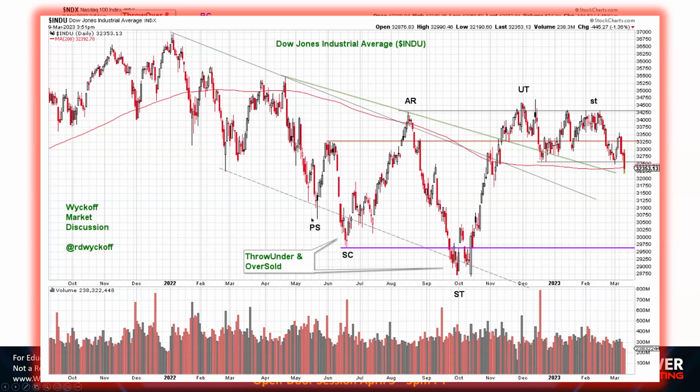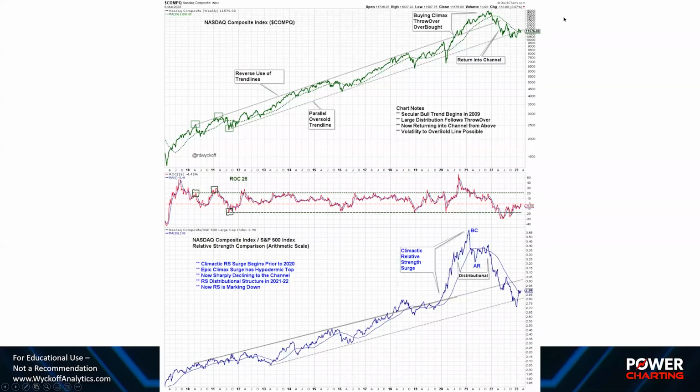Here, preliminary support, you can draw a support line across this area. That could be an area where this market could go, which would be pretty far down from where we are at this time. Okay, let's move on. We have a lot more to do in the time we have left.